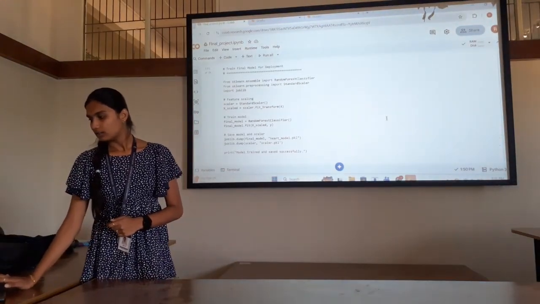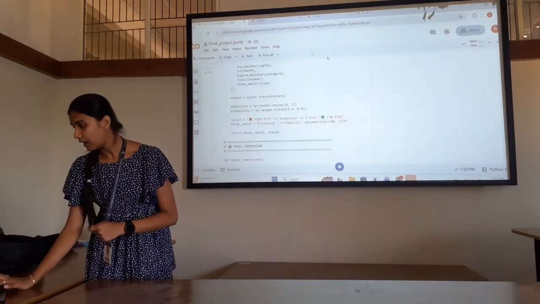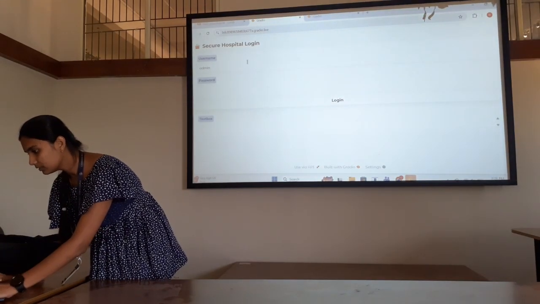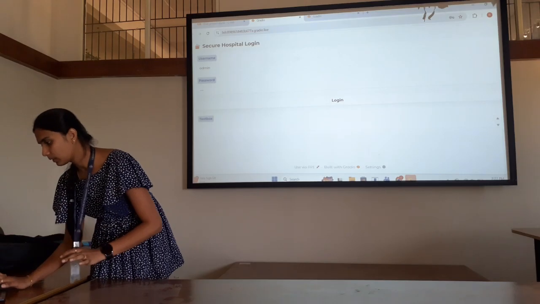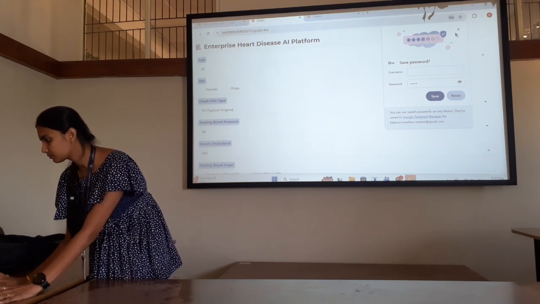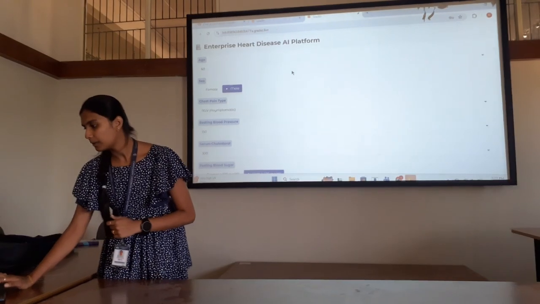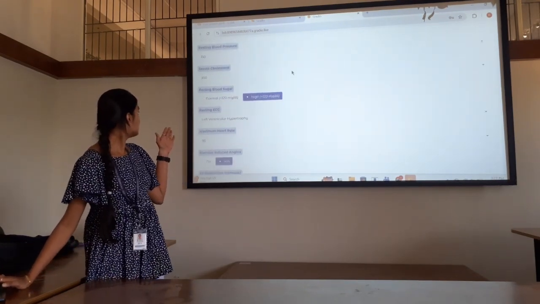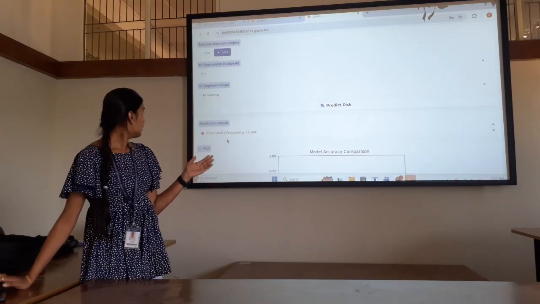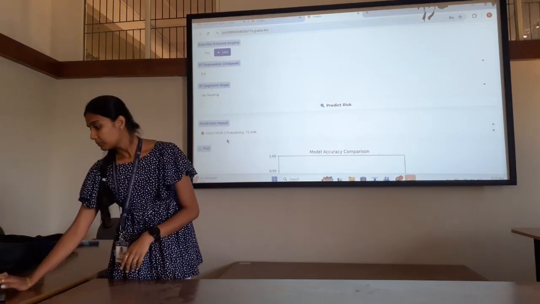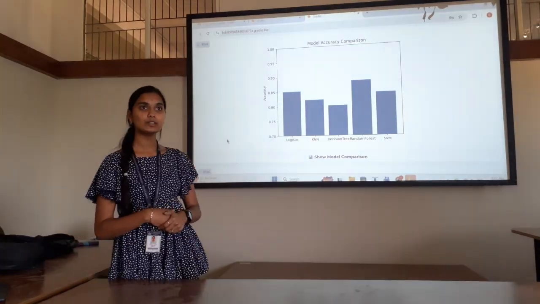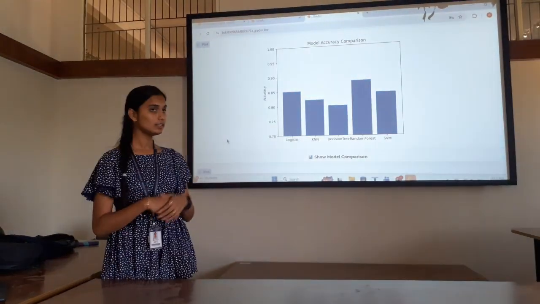And moving on to the deployment of my project, I will show a demo. Here, first we have to log in as admin. I give all the input data and we predict the risk. It is high risk, with a probability of about 73%, and I am showing the model comparison. Here also, as I said before, random forest is best suited, giving high accuracy compared to the different models.